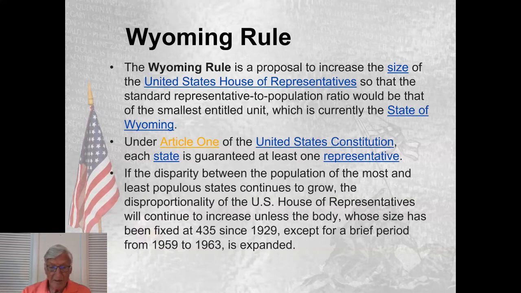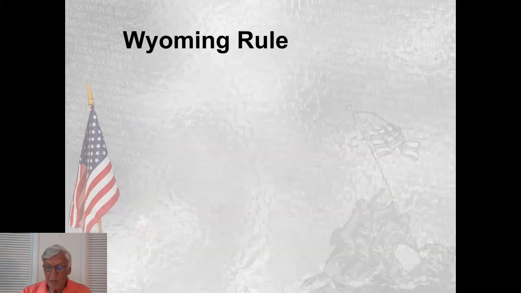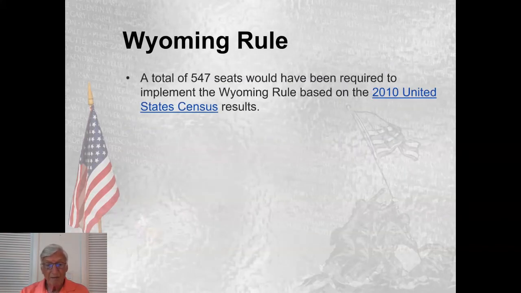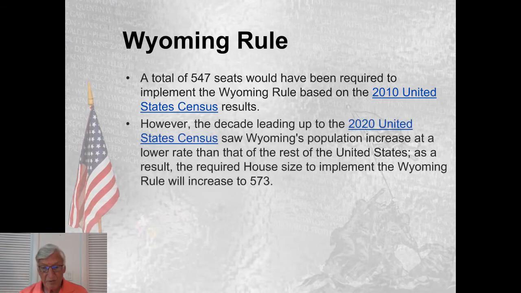They have not done this and will not do it, I'm sure, but a total of 547 seats would have been required to implement the Wyoming Rule based on the 2010 United States Census results. Understanding how this works, they would take the Wyoming Rule and then divide that number out across the various states and allocate the congressional representation. And that is 573 as of the 2020 census. So we would be up by, what is that, 138 or so.